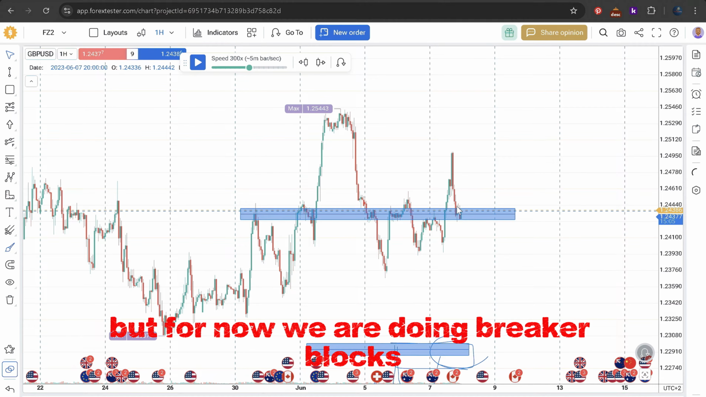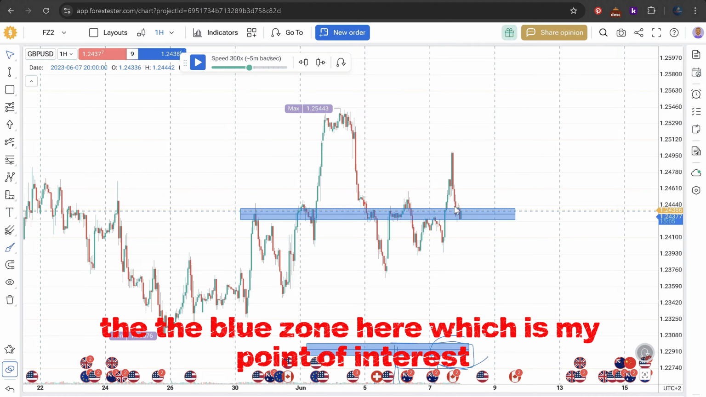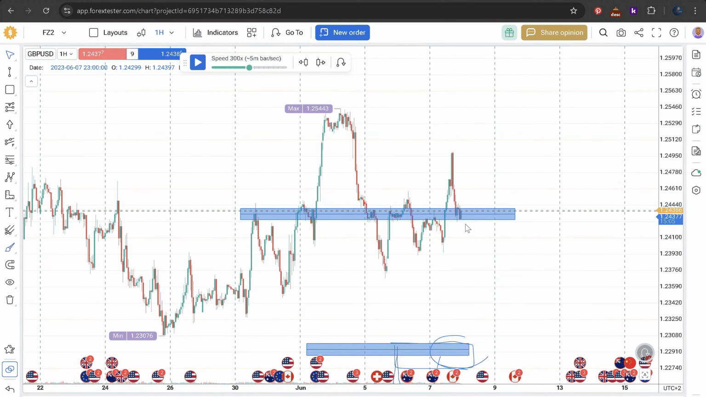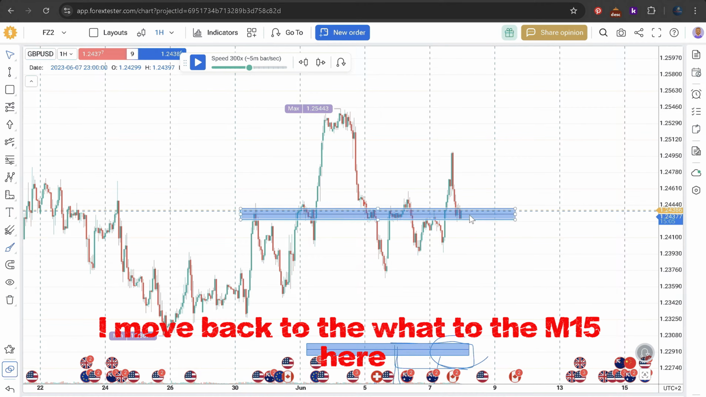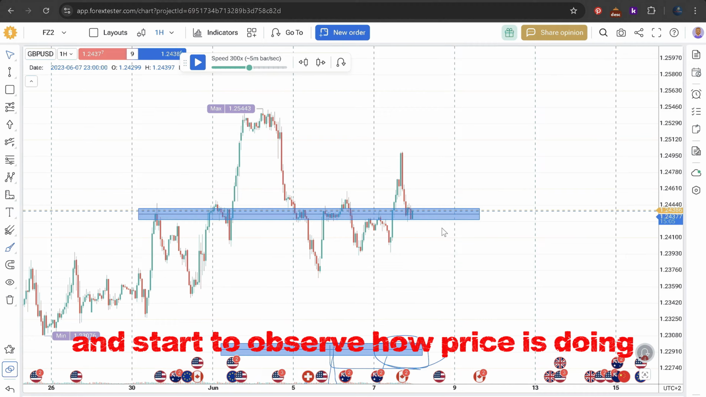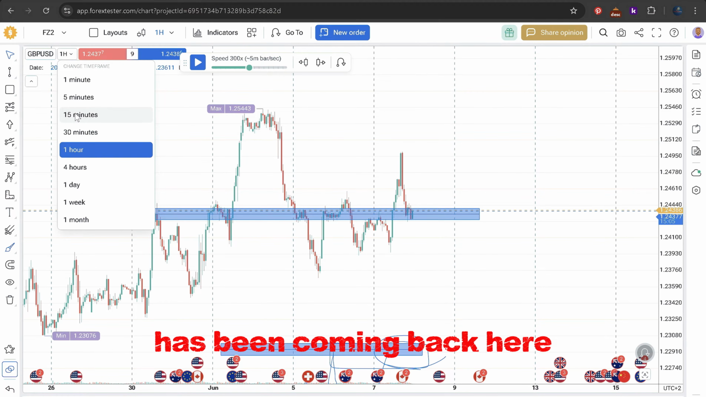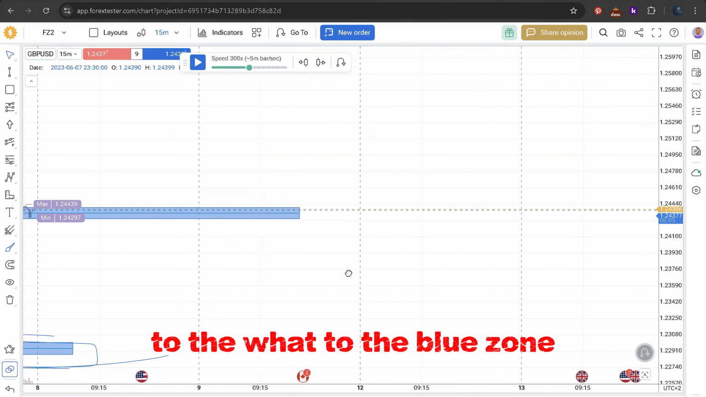But for now, we are doing breaker blocks, and as soon as price touches the blue zone here, which is my point of interest, I move back to the M15 here and start to observe how price is doing. And from what you can see here, you can clearly see that price has been coming back here to the blue zone.